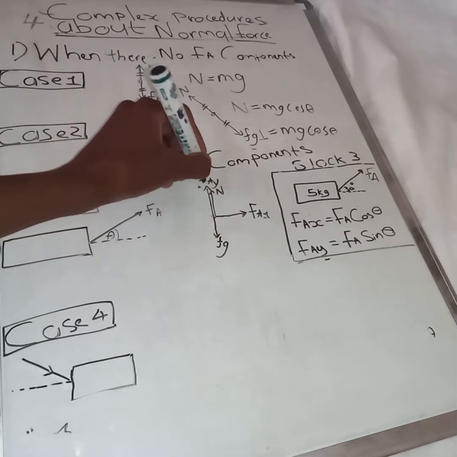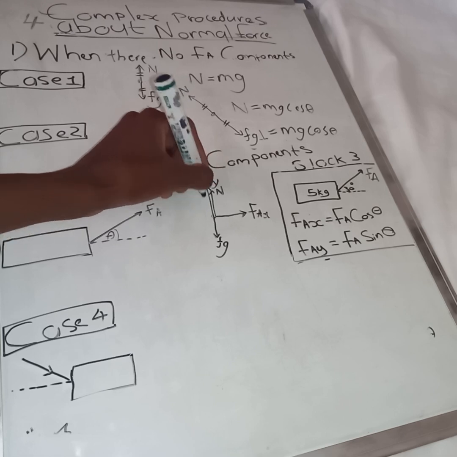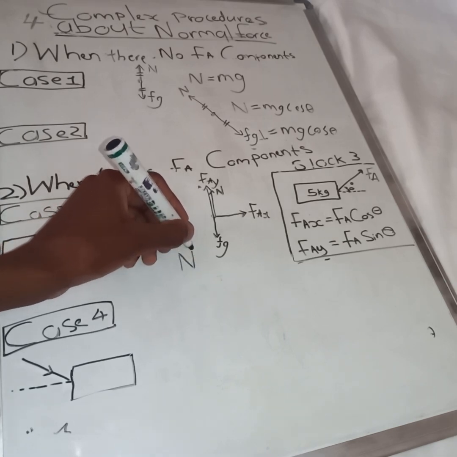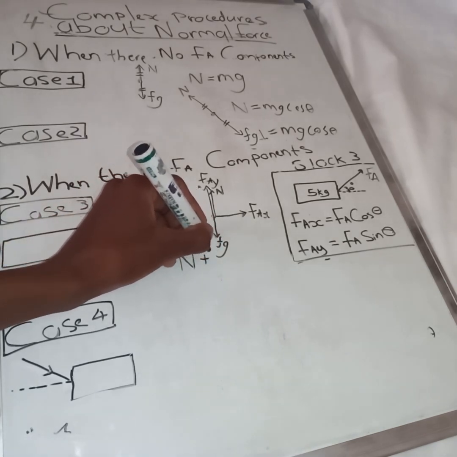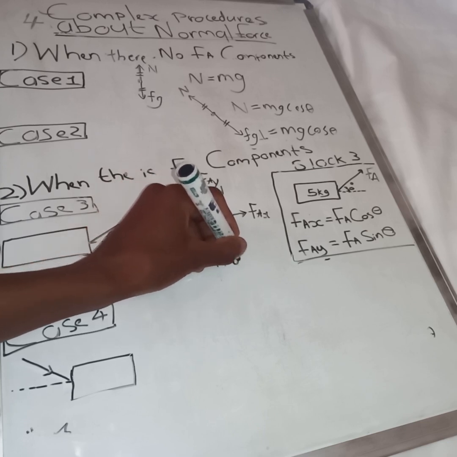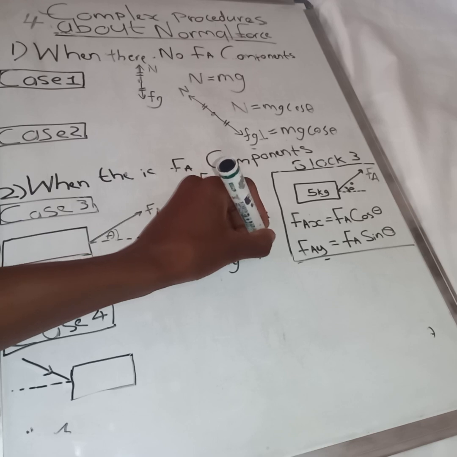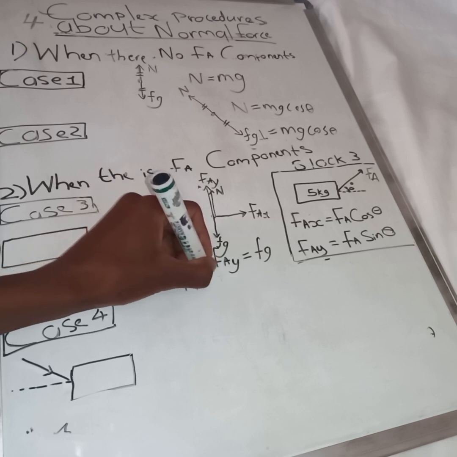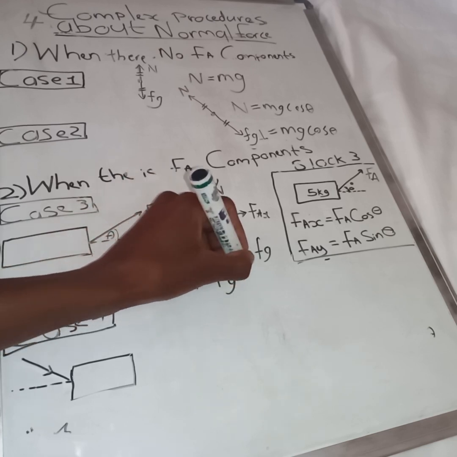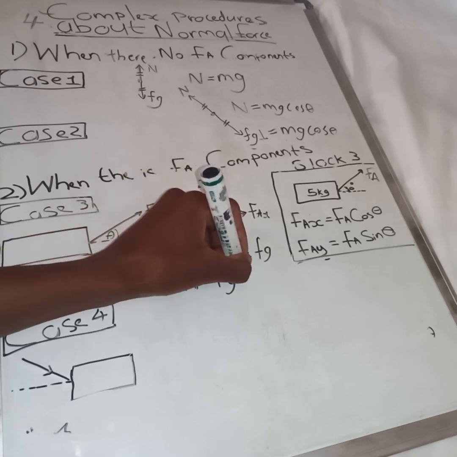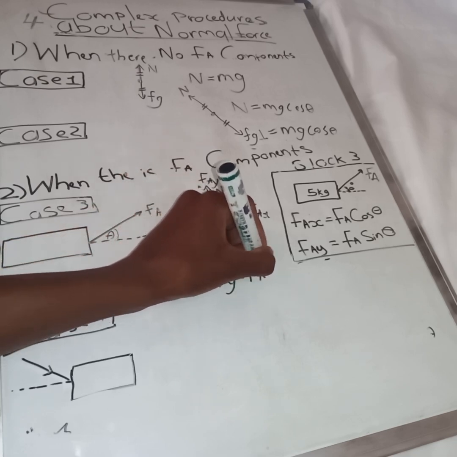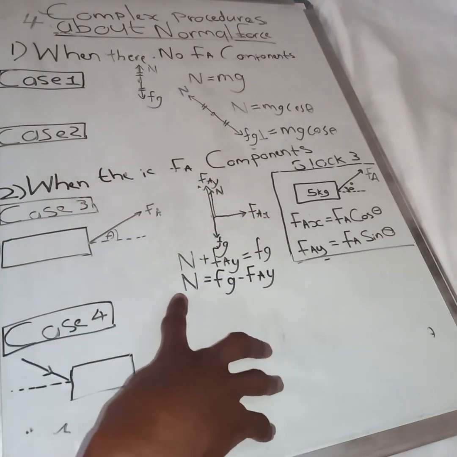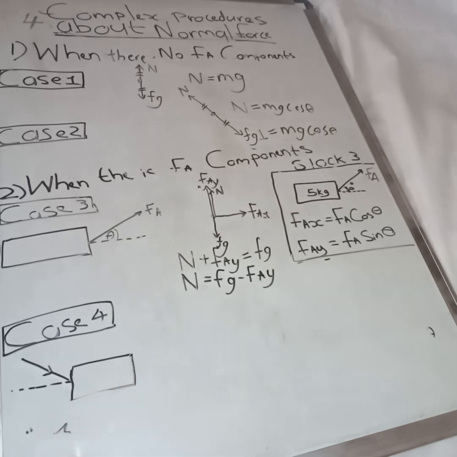Meaning that normal force plus Fay is equal to Fg. So we can solve this further. Meaning that normal force is equal to Fg. When we transpose Fay, it changes sign. So case number 3, it means that normal force is equal to Fg minus Fay.